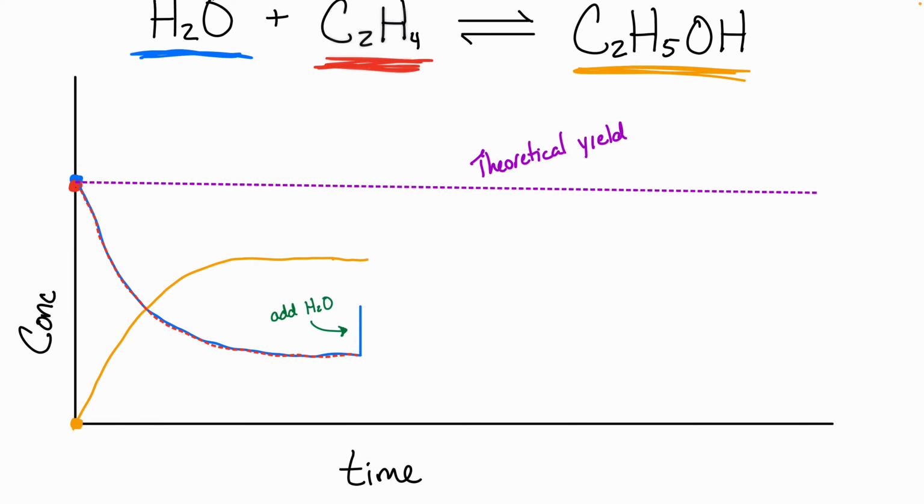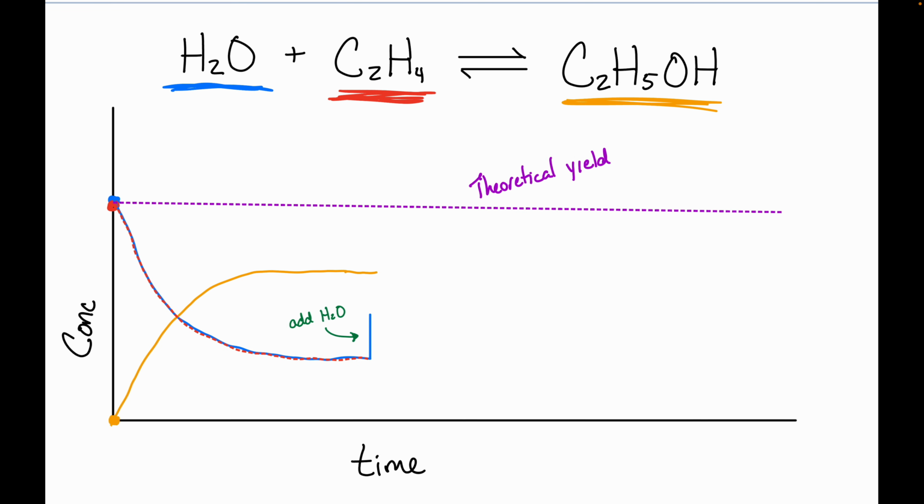Okay, let's just make note. We add H2O. Well, according to Le Chatelier's principle, what's going to happen when I increase the concentration of one of these reactants? Is it going to shift the reaction in the forward or the reverse direction? In the forward direction. So now all of a sudden I'm going to have more reactant being converted to product.